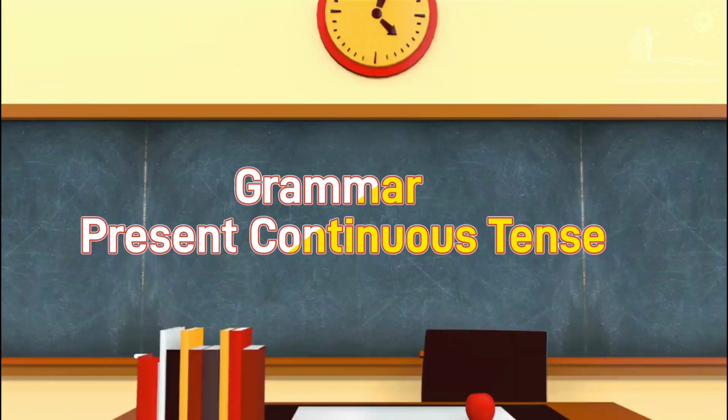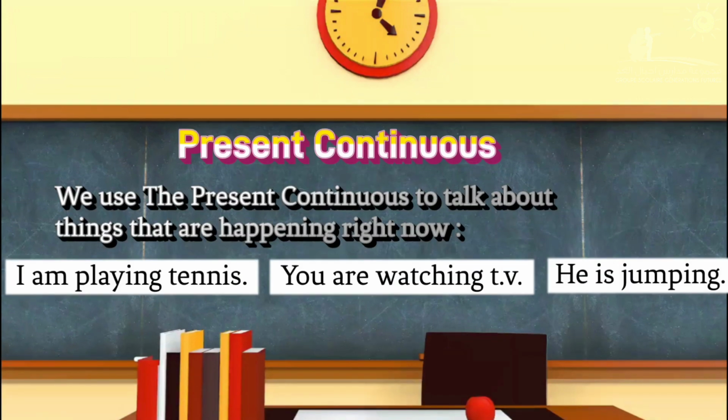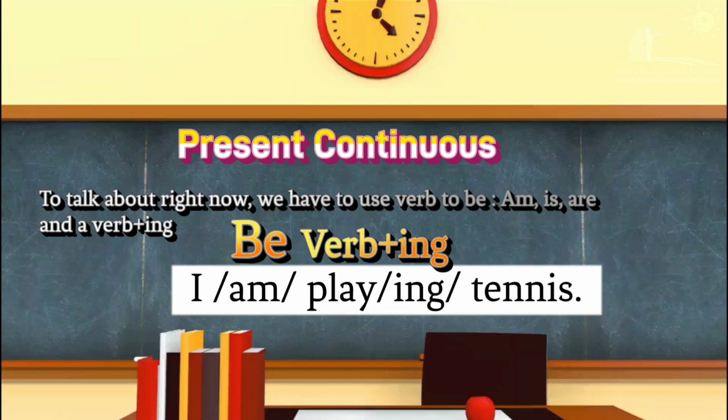Grammar. Present continuous tense. We use the present continuous to talk about things that are happening right now. Examples: I am playing tennis. You are watching TV. He is jumping. To talk about right now, we have to use the verb to be, is, are, and the verb plus ing. Example: I am playing tennis.